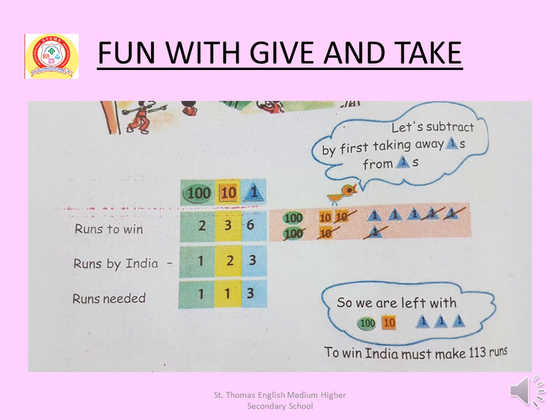So, we get 236 minus 123 equal to 113. So, India needs 113 more runs to win, and 113 is more than 100.